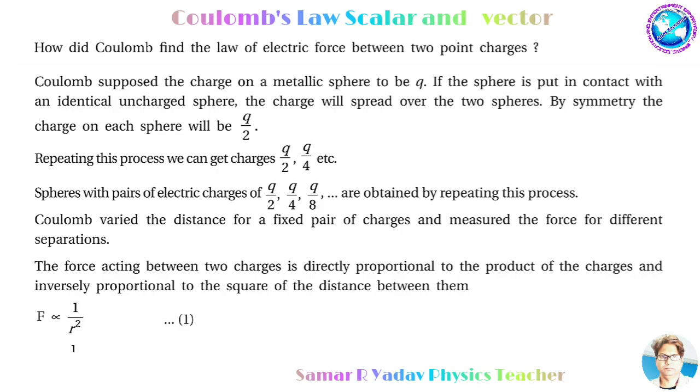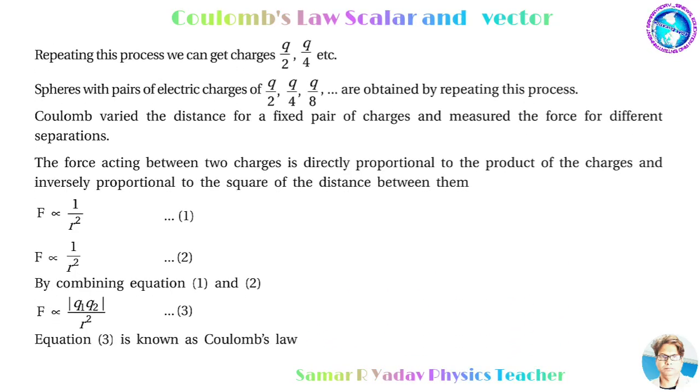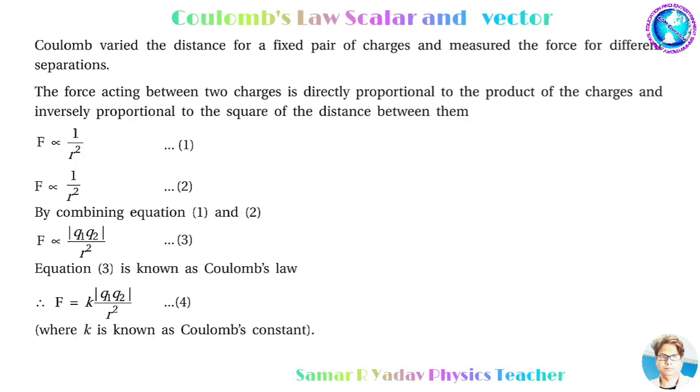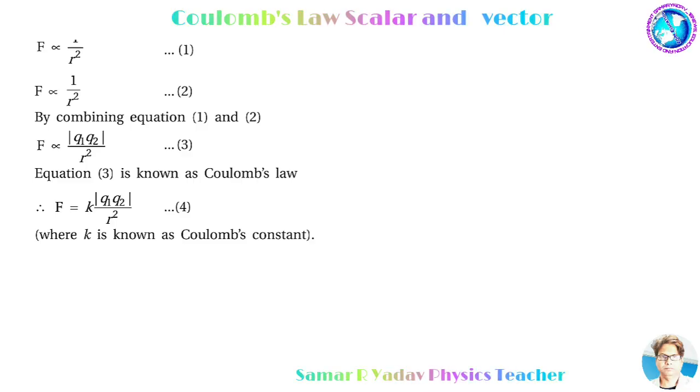is directly proportional to the product of charges and inversely proportional to the square of the distance between them. F proportional to q1 q2, equation number 1, and F proportional to 1 upon r square, equation number 2. By combining equations 1 and 2, we get F proportional to magnitude q1 q2 upon r square, equation number 3. Equation 3 is known as Coulomb's law. Therefore, F is equal to K magnitude q1 q2 upon r square, equation number 4, where K is known as Coulomb's constant.